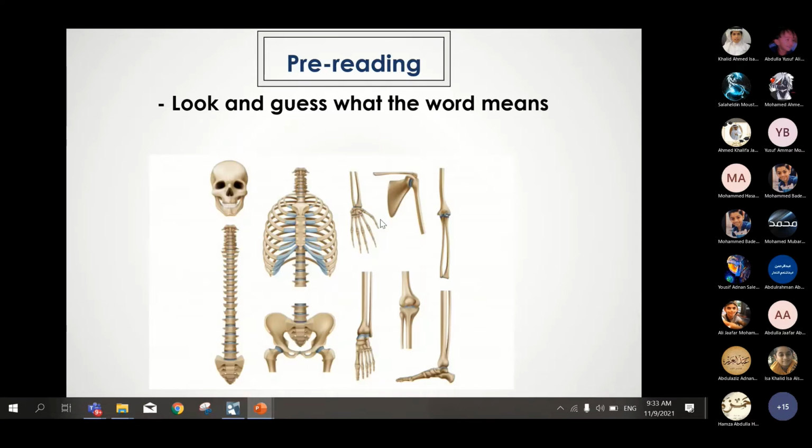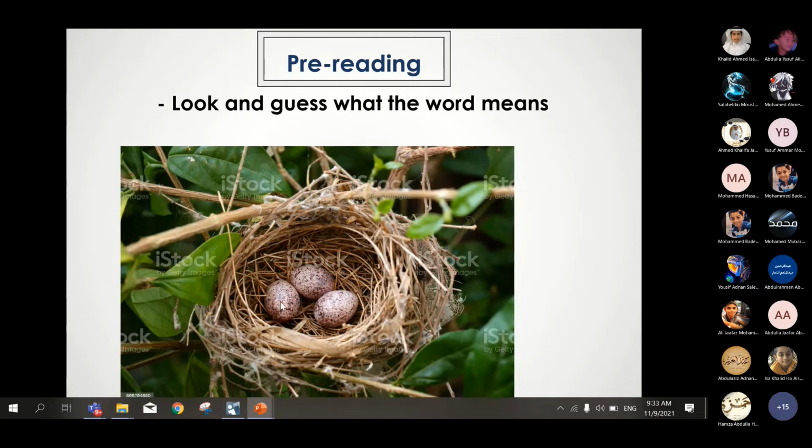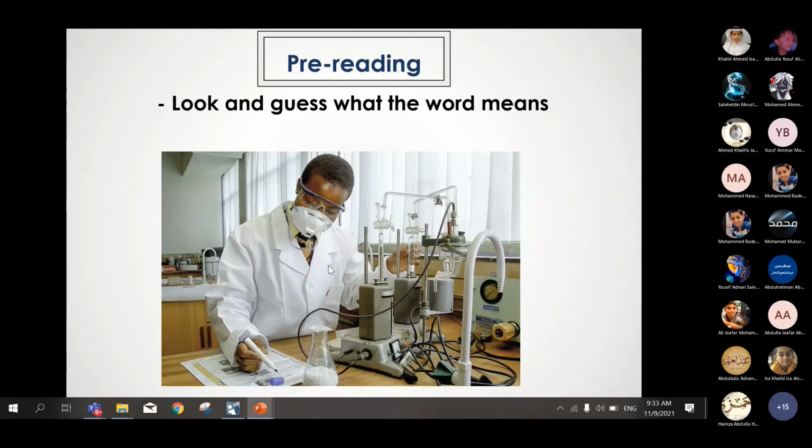Number three, bones. The parts of your body, the hard parts of your body, bones. Look here. Nest. Birds lay their eggs in nests.